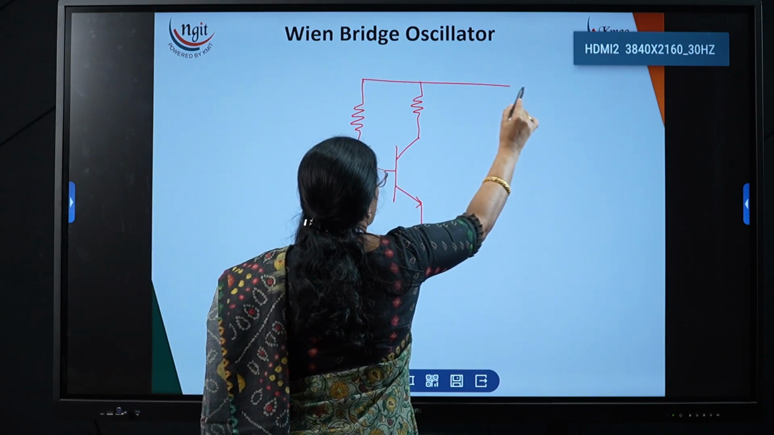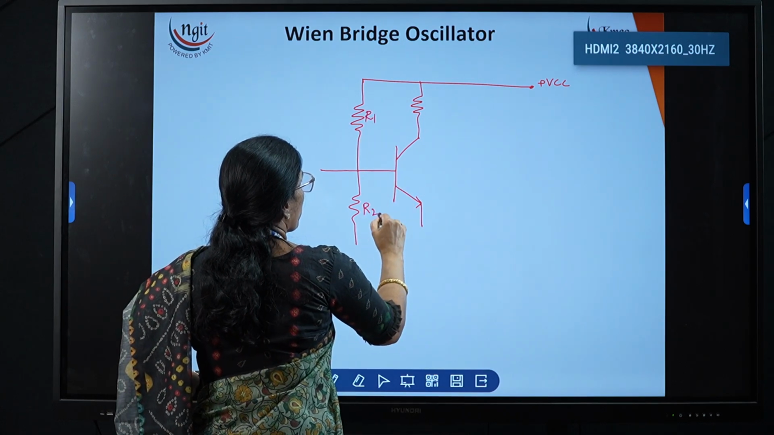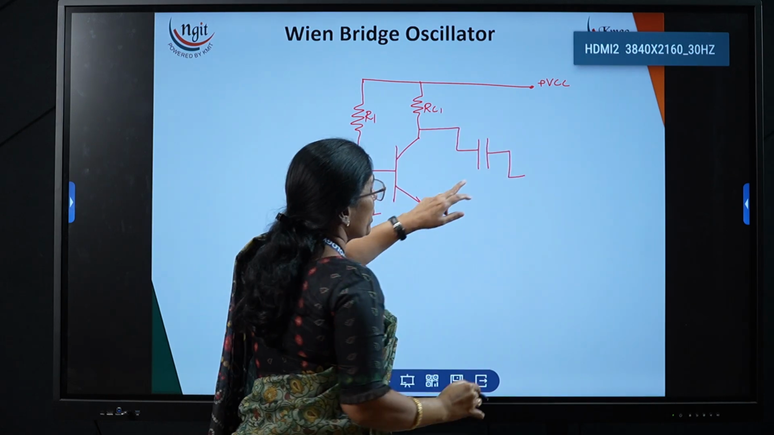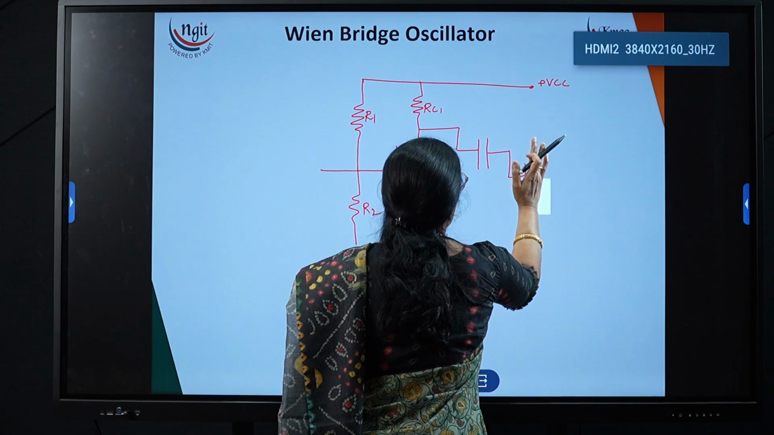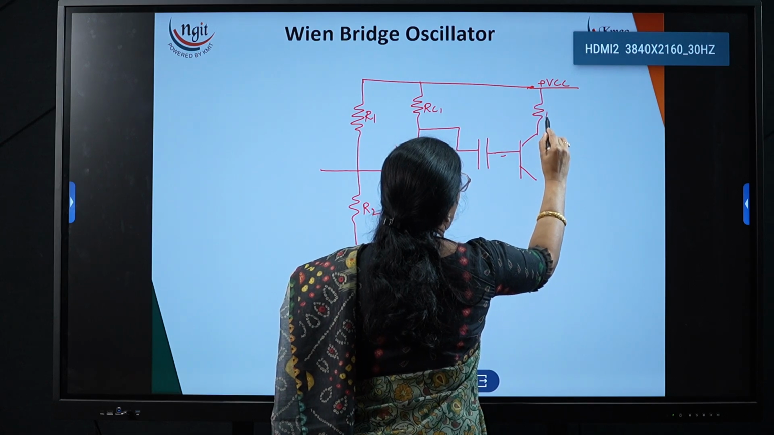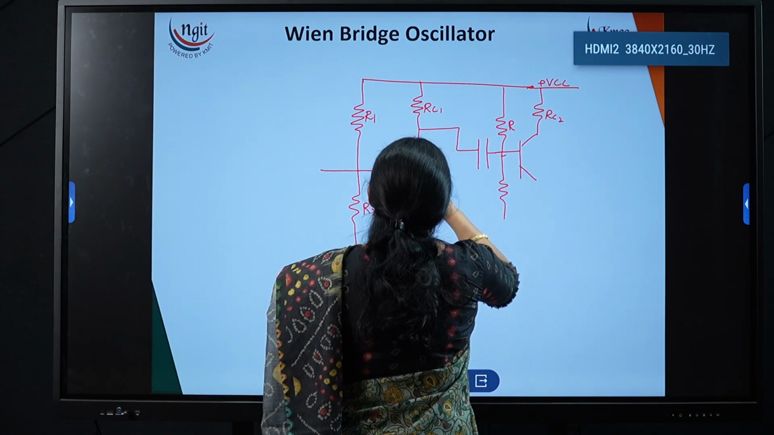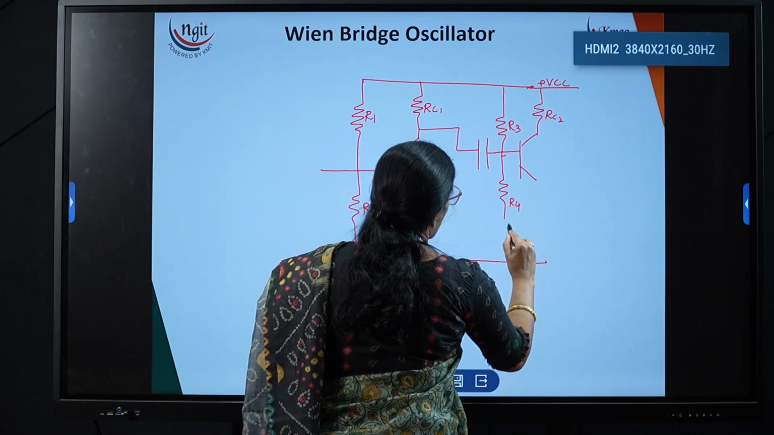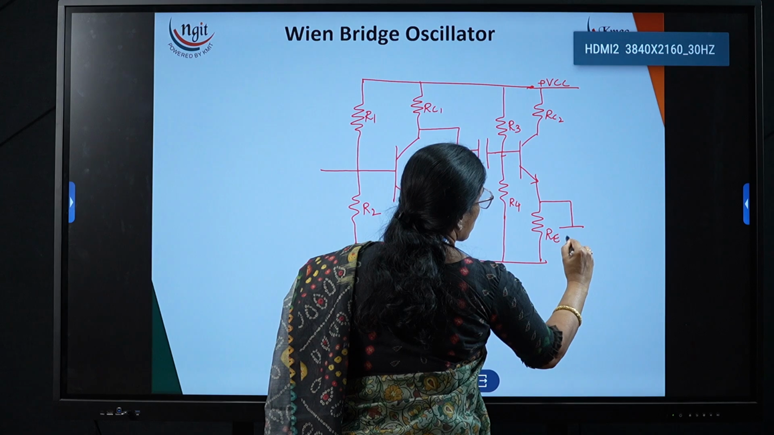Now this is the first amplifier. R1, R2 voltage divider we are using, and RC1. And one more amplifier I am connecting using the capacitor. So this is called capacitor coupling, RC coupling also we can say. RC2, and here also I am using voltage divider biasing. R1, R2 already over, R3, R4 I am taking. Now here I am connecting the RE value and bypass capacitor.